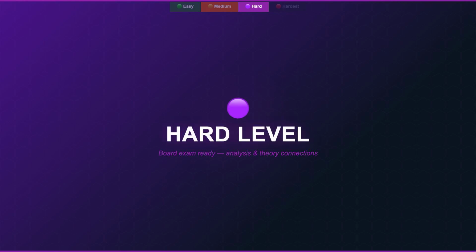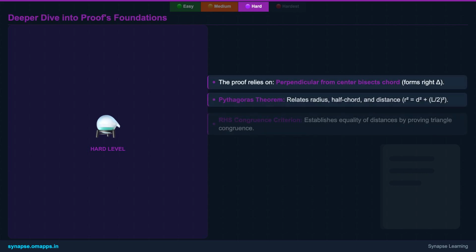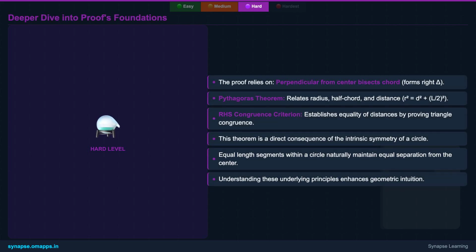In this hard level, we'll analyze the proof's foundations, compare related theorems, and refine problem-solving skills. The proof isn't just a sequence of steps, it's a beautiful interplay of fundamental geometric principles.